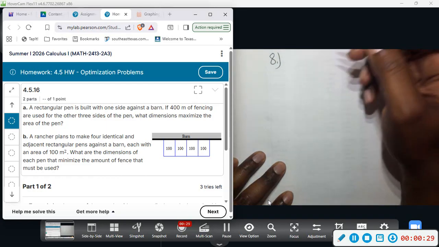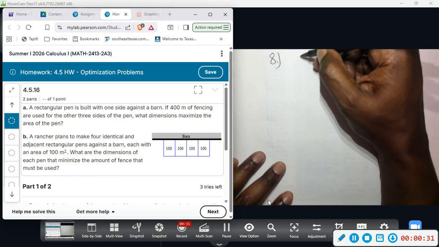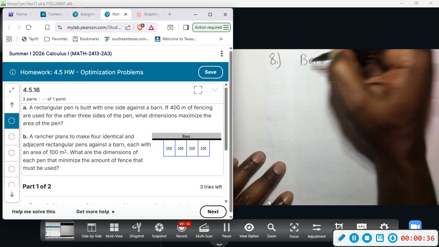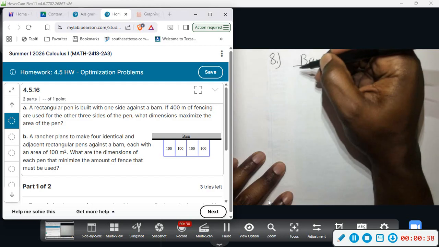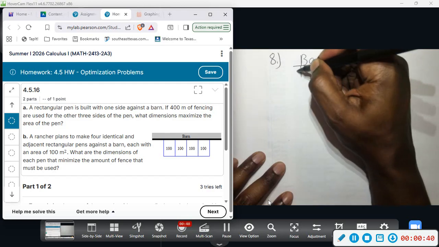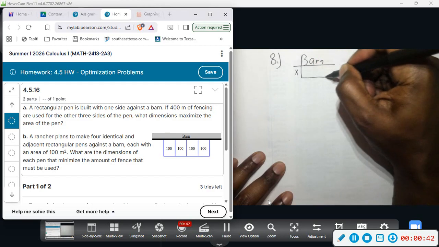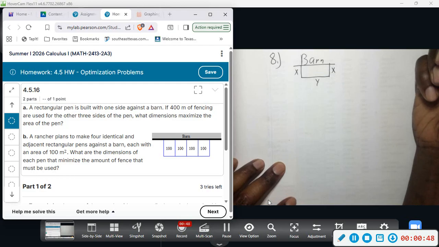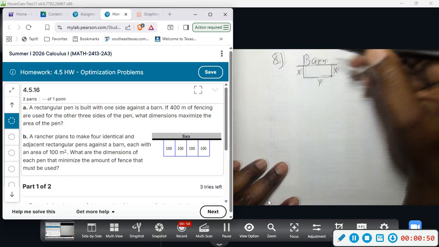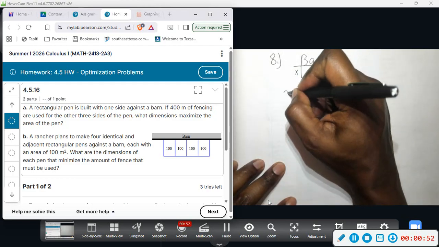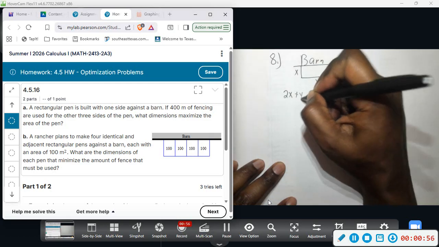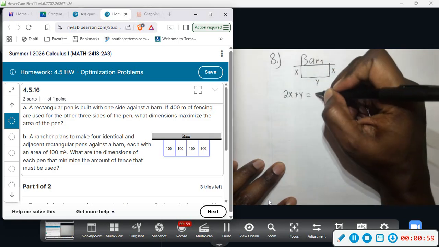So what we're being told is we have some barn. Okay, that's one side. We're going to build fence. So we're going to call this X, this side Y, and this side X. And what we know is we have 400 feet of fencing. So we know that 2X plus Y equals 400.